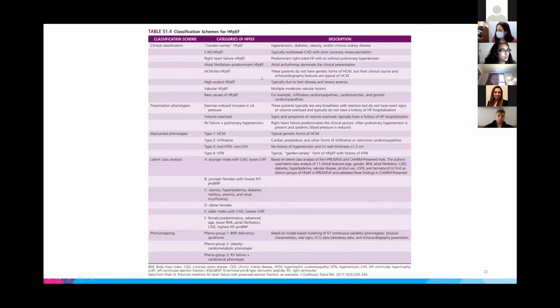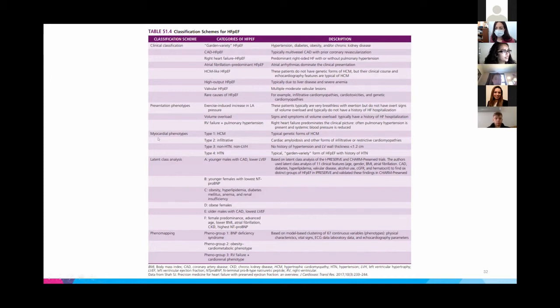HOCM. So this is not necessarily that they have genetic forms of hypertrophic cardiomyopathy, but their echo features can be typical of hypertrophic cardiomyopathy. You can have high output heart failure, which is typically due to liver disease, cirrhosis, anemia. Valve disease can again cause heart failure with preserved ejection fraction.